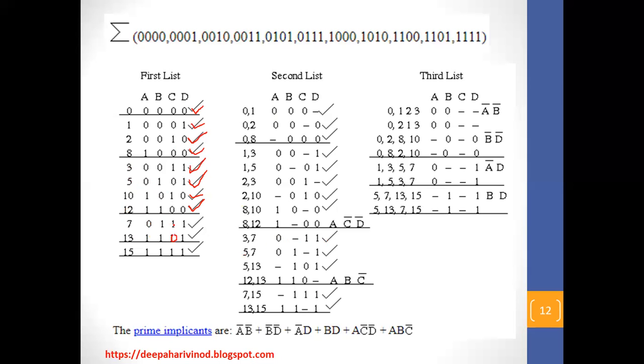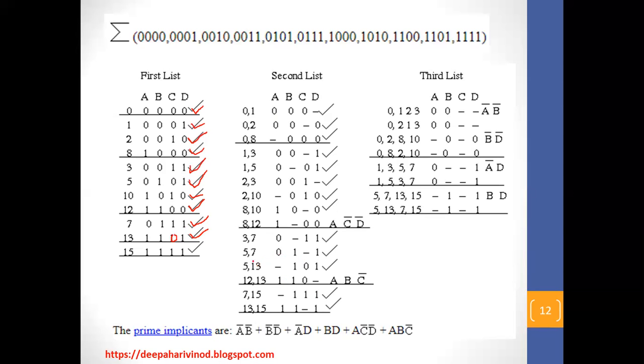What was changing over there? Third bit is changing, so it is 0 1 dash 1 for 5 7. So put a tick mark. 5 you have already put a tick mark. Put a tick mark to 7. Next 5 13 you will get dash 1 0 1. Put a tick mark to 13.